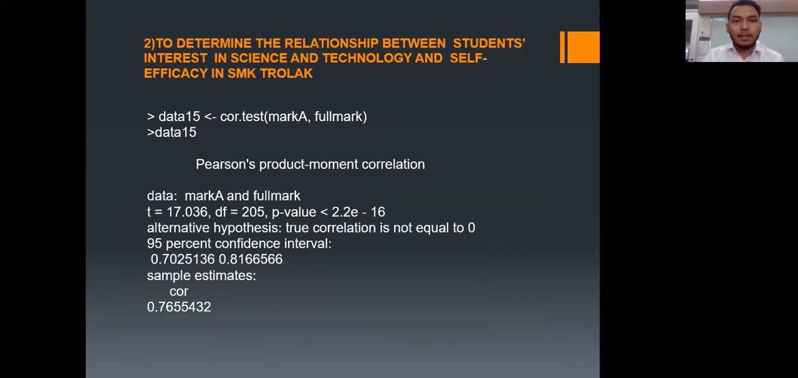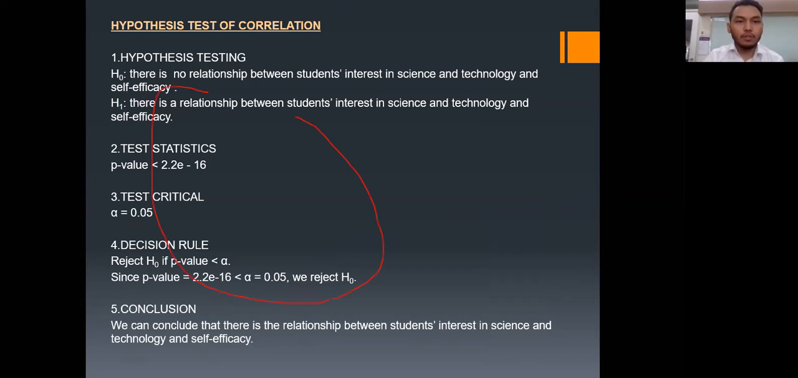So to determine the relationship between students' interest in science and technology and self-efficacy in SMK TROLAK. So this is the result. Pearson product moment correlation. So hypothesis test of correlation. H0, there is no relationship between student interest in science and technology and self-efficacy. H1, there is a relationship between student interest in science and technology and self-efficacy.